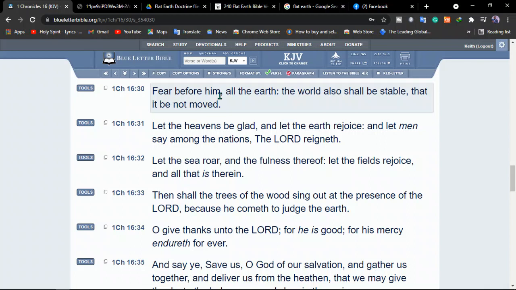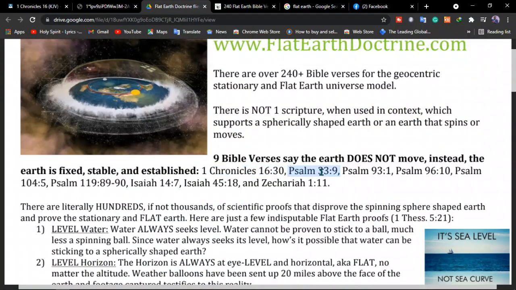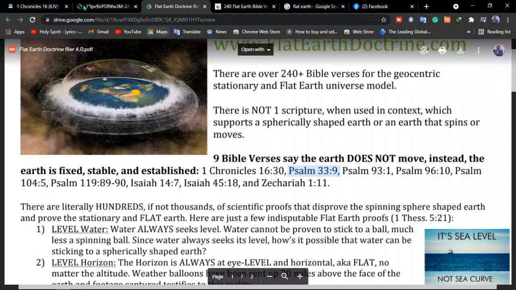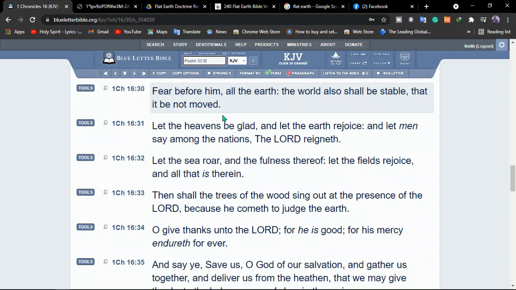Fear before him, all the earth. The world also shall be stable, that it be not moved. The earth is stable, it be not moved. All right? Have you understood that? Let's come to Psalms 33:9.